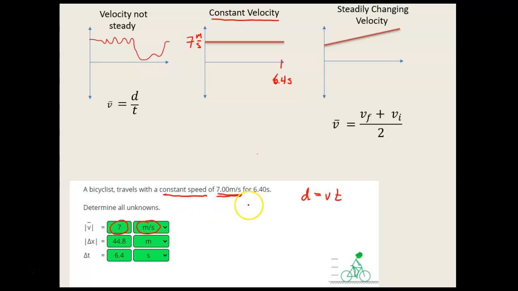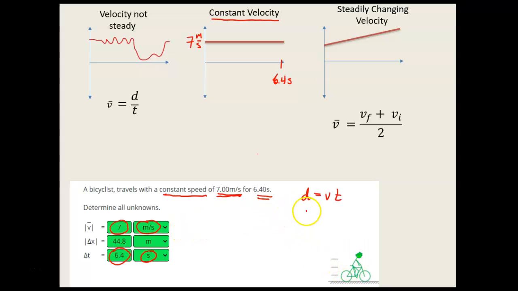Next thing you want to know is, let's take the next thing that they gave us, time. 6.4 seconds. So time, we simply enter 6.4. What are the units of time? Seconds. Okay? And then we have to figure out distance. But we know distance equals speed times time, or displacement equals velocity times time. So we plug in our information.